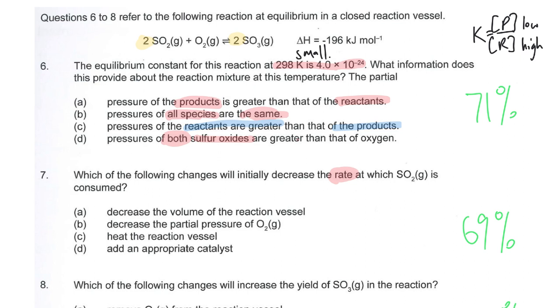So we're now thinking back to year 11. Decreasing the volume of the reaction vessel, that's not going to work, because that's going to squeeze everything together and that's going to increase both rates of reaction. Okay, decrease the partial pressure of O2. All right, so decreasing the partial pressure of O2, which means that you bring this O2 down, is going to decrease the forward rate of reaction, right? And that's going to decrease the rate at which SO2 is consumed, right? So that's the good one.